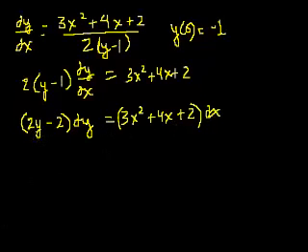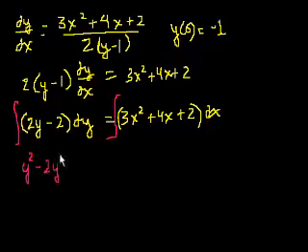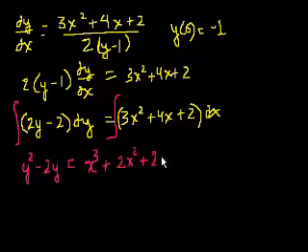And so now I can integrate, and I can integrate in magenta. What's the antiderivative of this expression with respect to y? Well, let's see. It's y squared minus 2y. I won't write the plus c, I'll just do it on the right-hand side. That is equal to 3x squared. Well, the antiderivative is x to the third plus 2x squared plus 2x plus c.